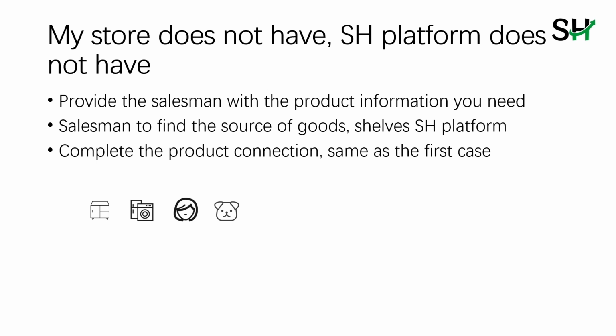The fourth scenario, which is not available in my store or on the Sourcier platform, is that this is a new product and you need to put it on the market. Then you provide the information of this product to the salesman and let him help you find this product. Find it, put it on the Sourcier platform, and then add new products, same as the first case. The same way of operation can be used to add it to your store.